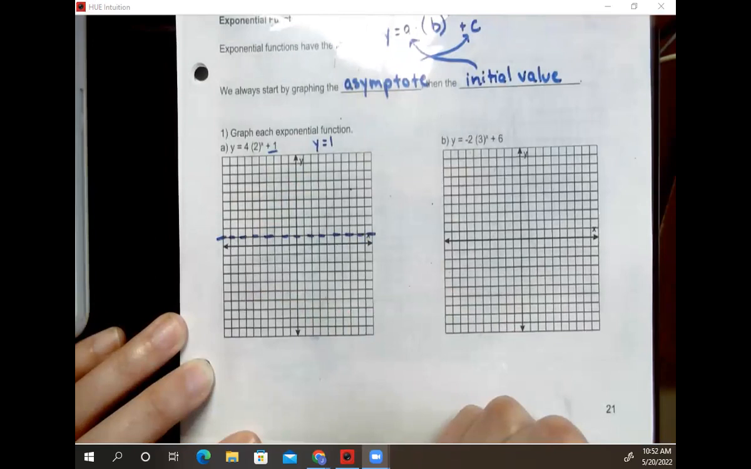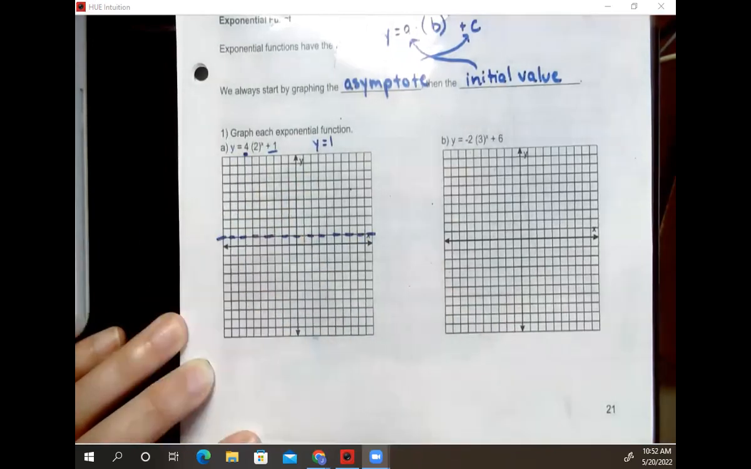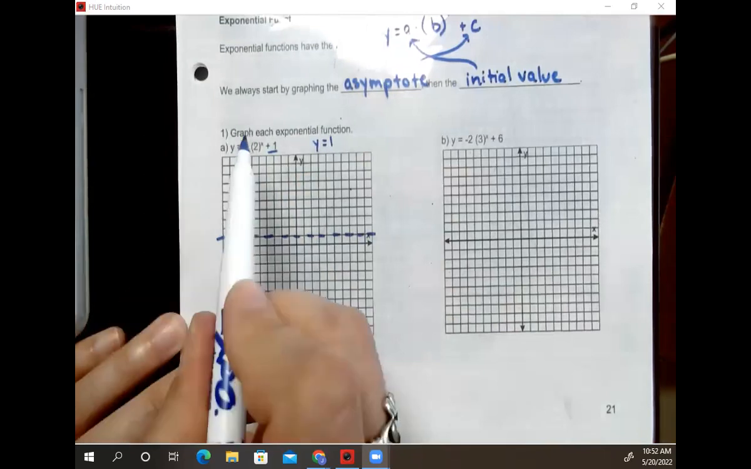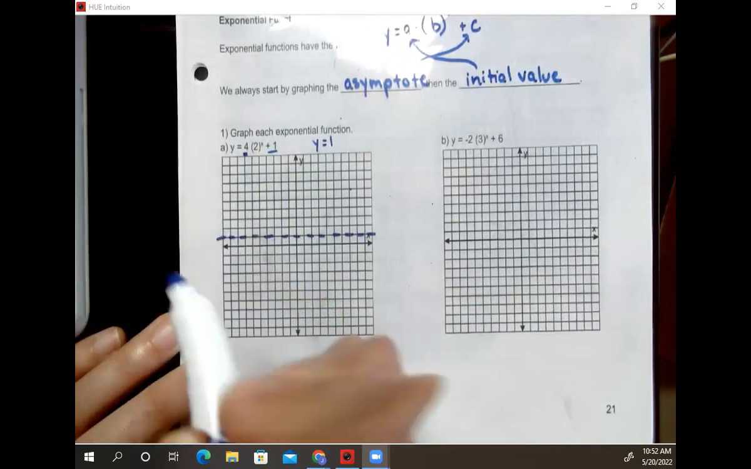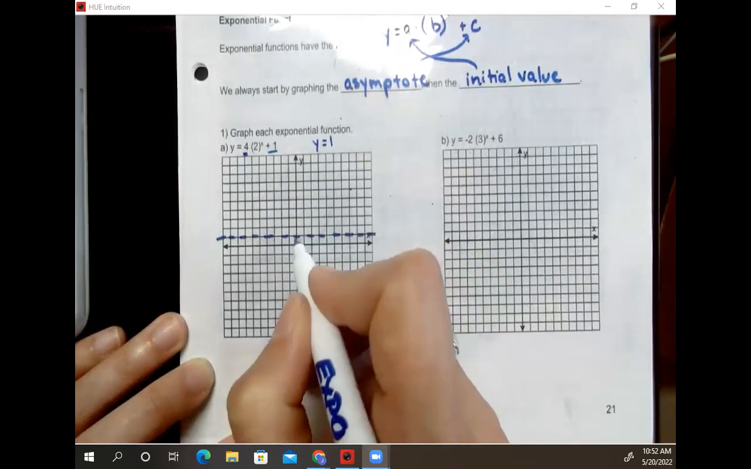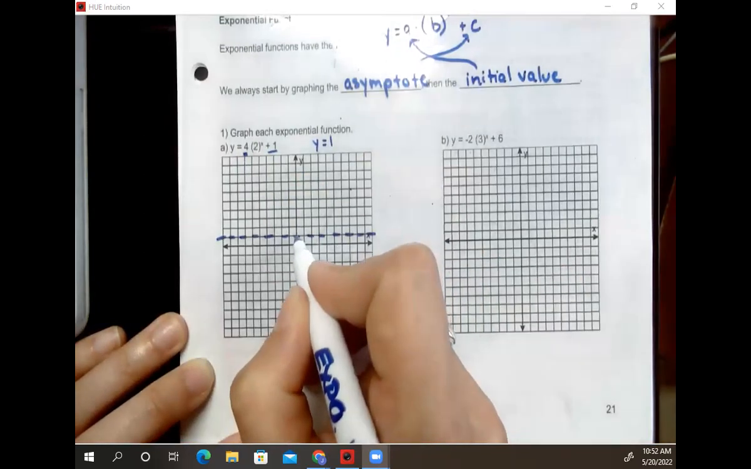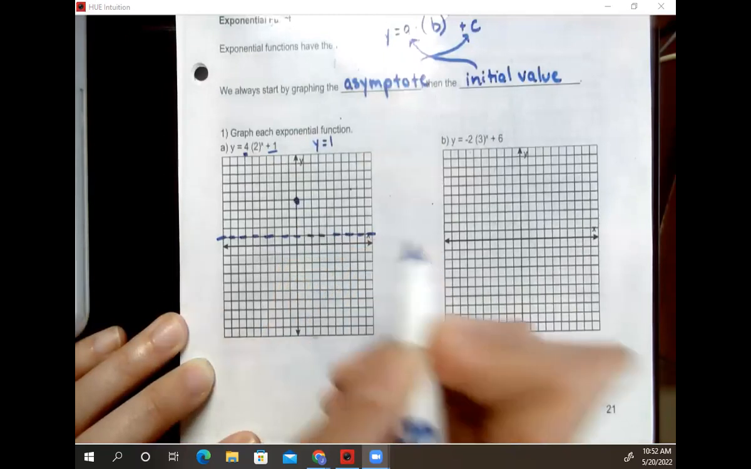There's my asymptote. And then my lead coefficient tells me how many units I am from the asymptote on the y-axis. So since this number is 4, positive 4, we're going to be 4 units above the asymptote. So on the y-axis, I start at the asymptote and I count up 1, 2, 3, 4. And I plot my point.